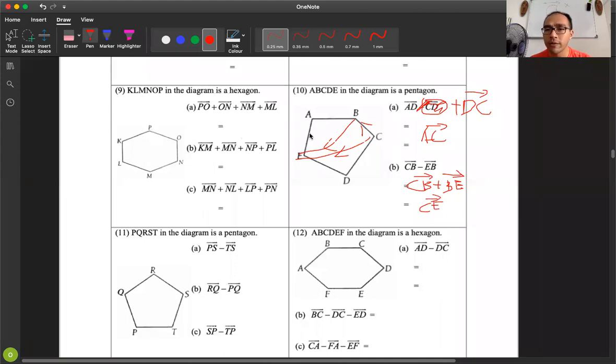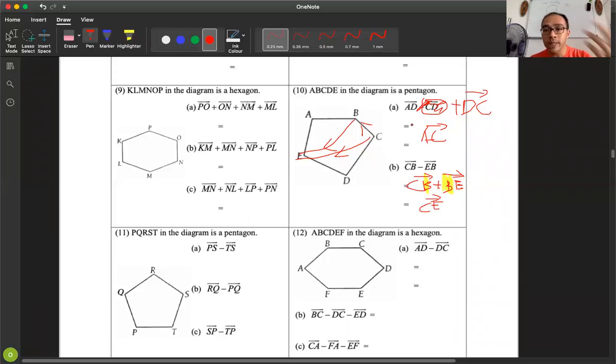Even if let's say I don't have this figure, I look at these letters and I already know. If I look at the letters, the middle letter is letter B. So actually I can just shortcut, because the similar point is point B. So it's actually from point C to point E. And that's how you deal with the negative vector.